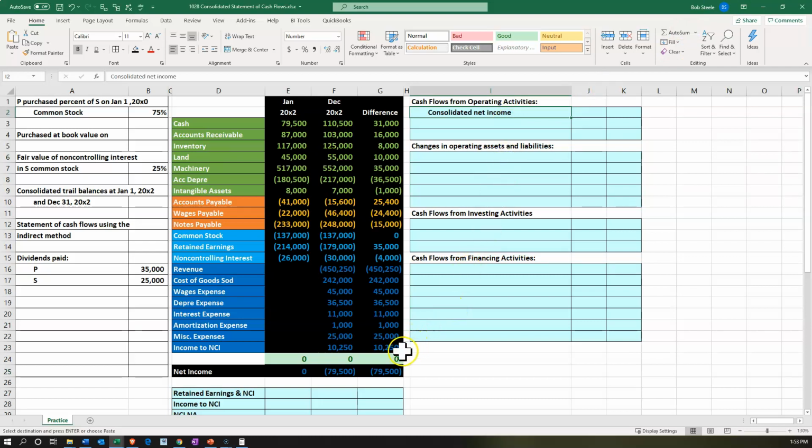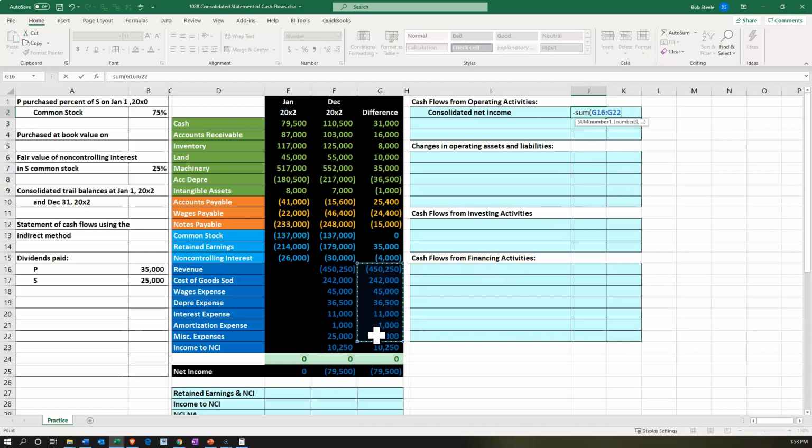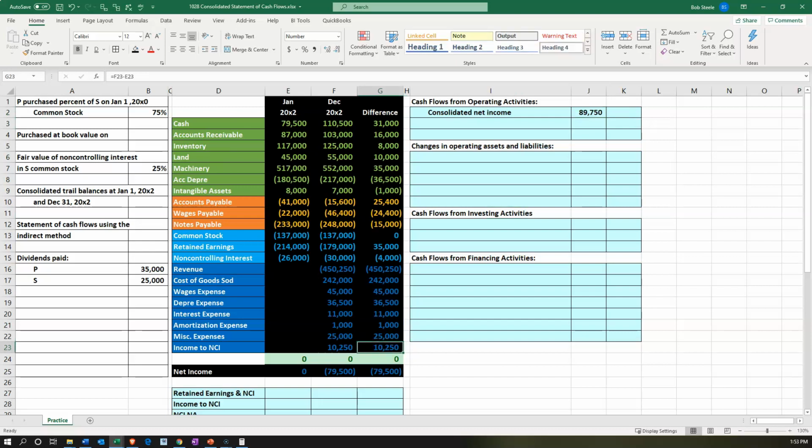Now that does not include the non-controlling interest. So it's going to include these items, the 89,750. That's one of our major differences here. So we might want to spend a little bit more time on that. So I'm going to say this is going to be equal to the negative sum of revenue down to the miscellaneous expenses. I'm not including the non-controlling interest down here.